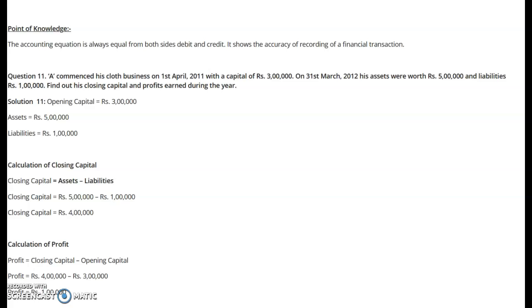Dear students, let's understand the application of the rules of debit and credit with reference to the accounting equation. Very simple point of knowledge is that the accounting equation is always equal from both sides, debit and credit. It shows the accuracy of recording of a financial transaction.